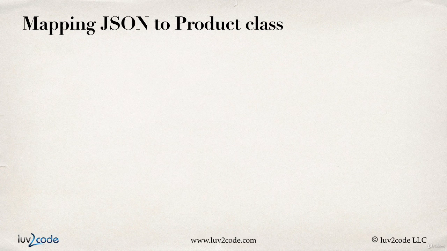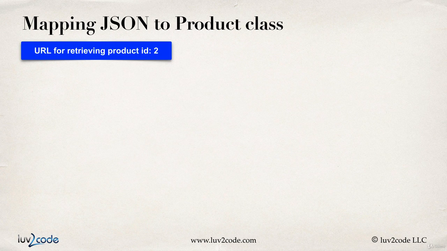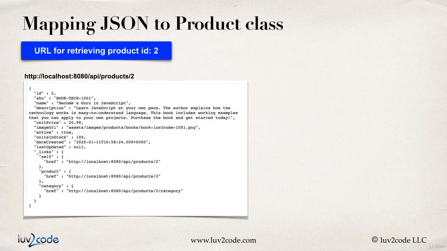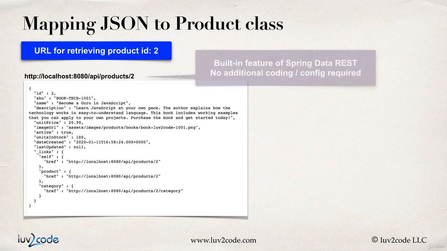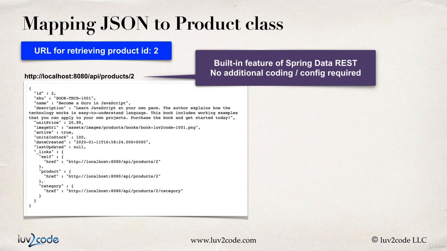So mapping the JSON to Product. So here's the URL for retrieving a product ID, for example, 2. We give localhost:8080/api/products/2. This will give us this JSON. And note, this is a built-in feature of Spring Data REST. There's no additional coding or configuration required. You get this out of the box.